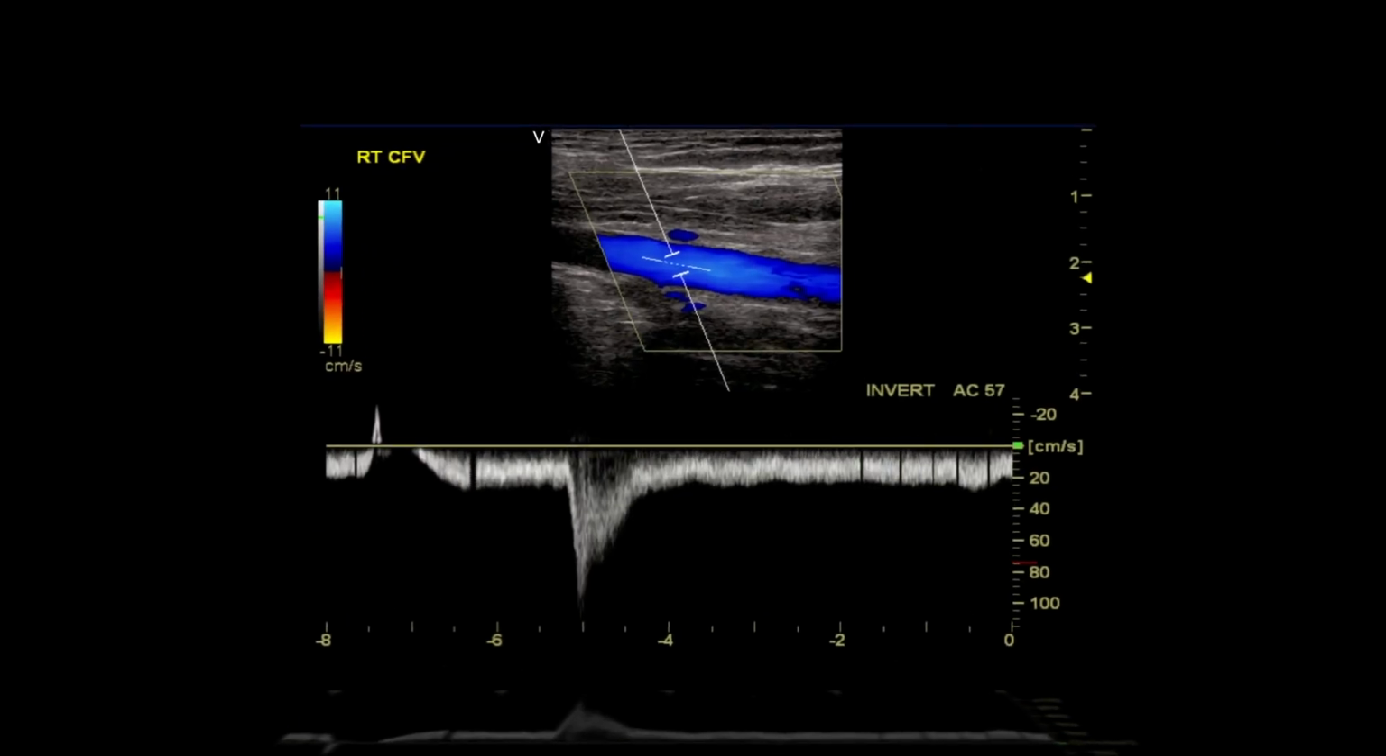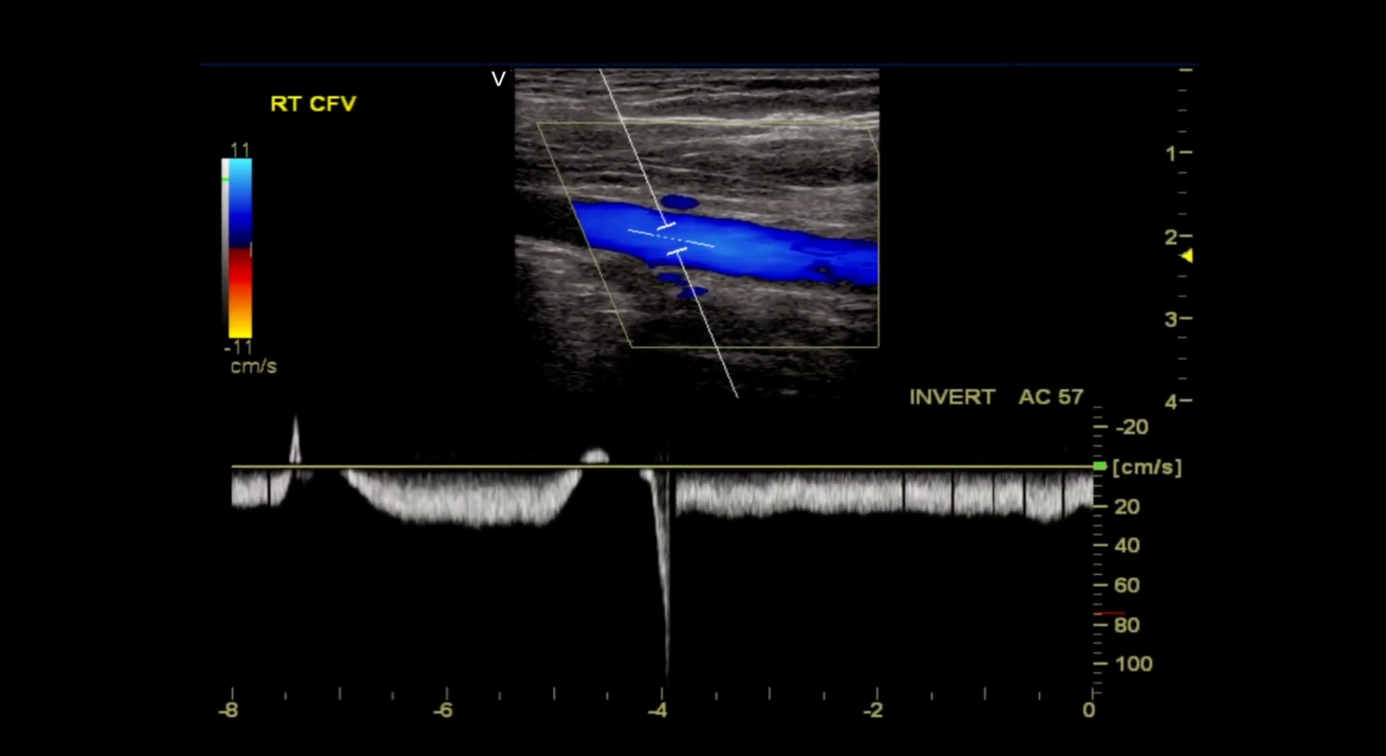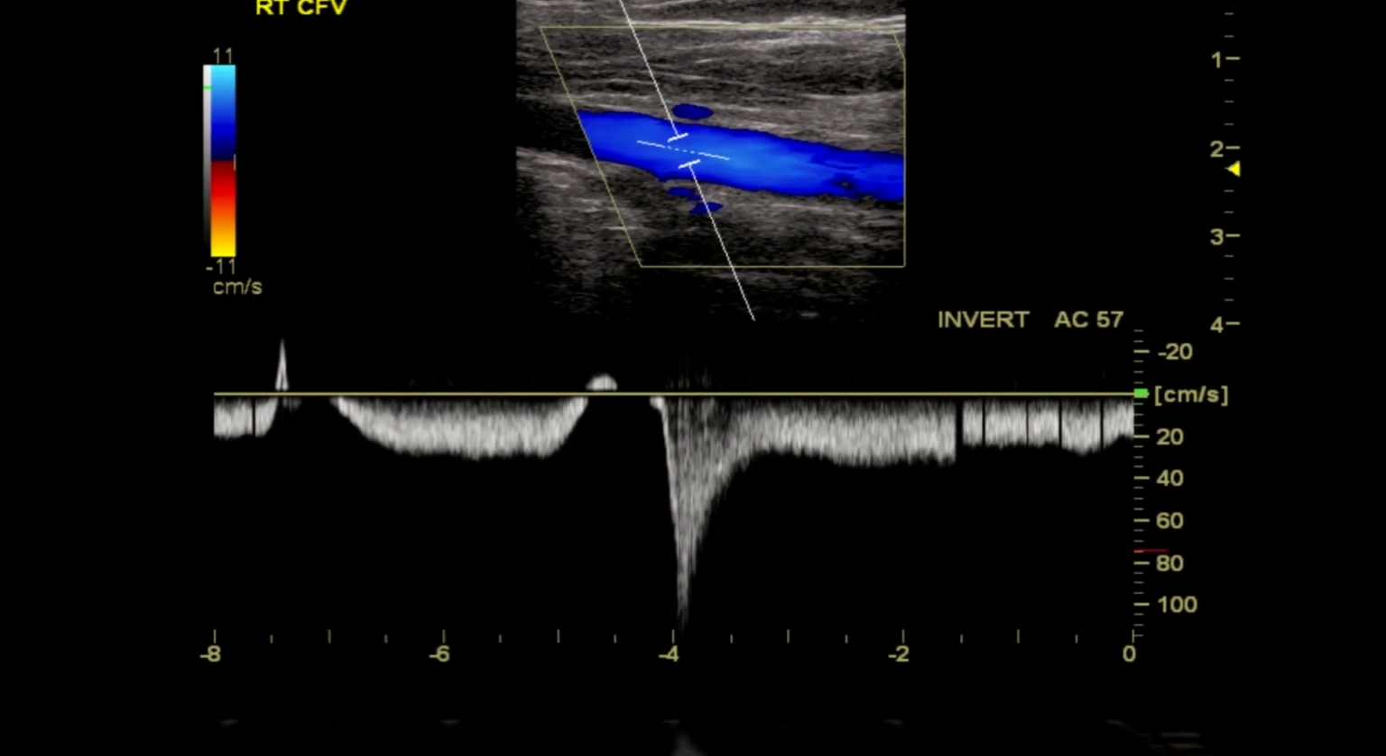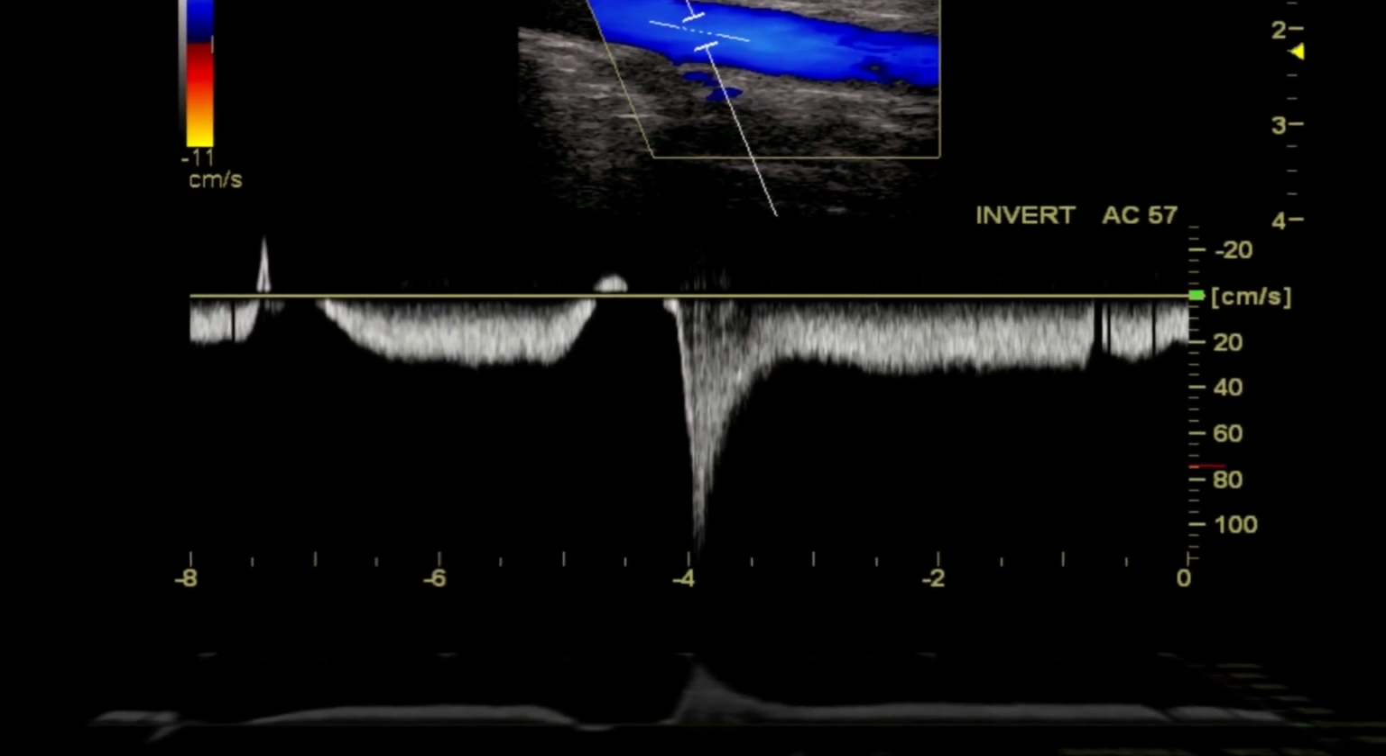Venous flow can be augmented by squeezing the calf or dorsiflexion of the foot. Here we see a normal response of the venous system to augmentation.